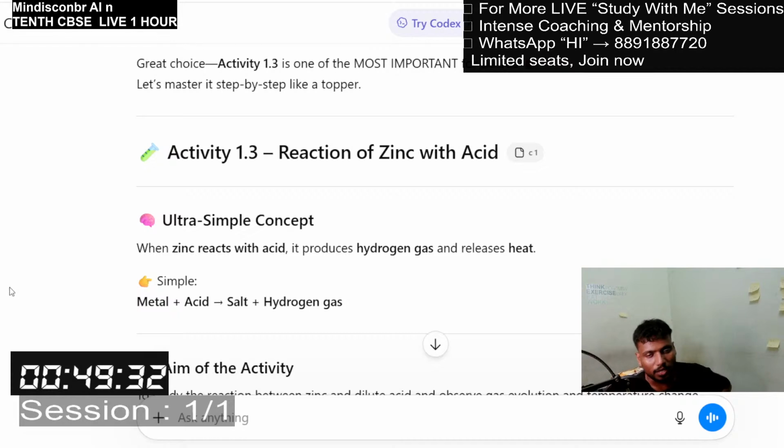Handle the acid with care. Always care must be given while handling acids. Do you observe anything happening around the zinc granules? Touch the conical flask or test tube. Is there any change in its temperature? Let's study about this experiment.